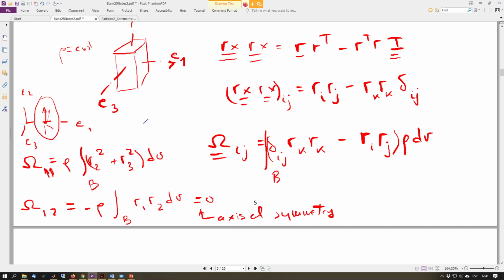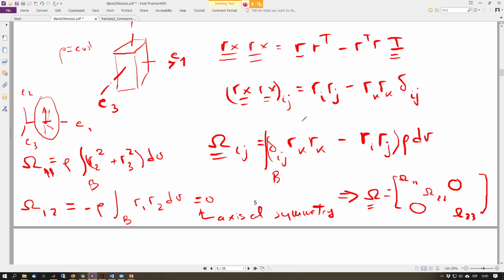So when we compute this tensor with respect to the axis of symmetry, we get that it is diagonal, and on each diagonal term, what we have is the distribution of the mass around each one of the axes, 1, 2, and 3. This is the idea of this tensor of inertia, right?